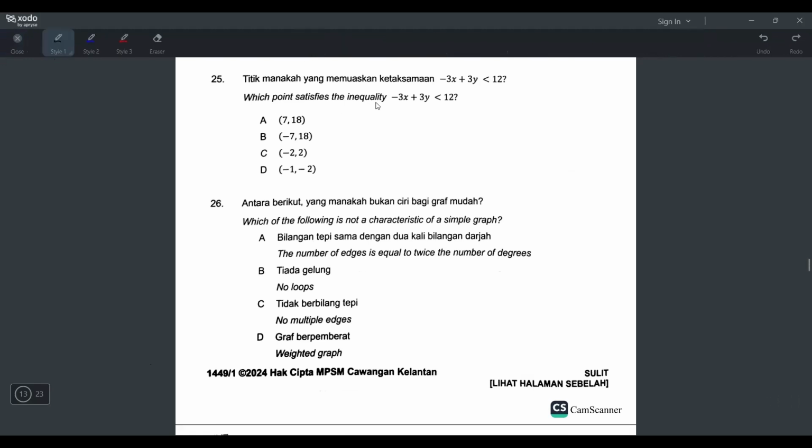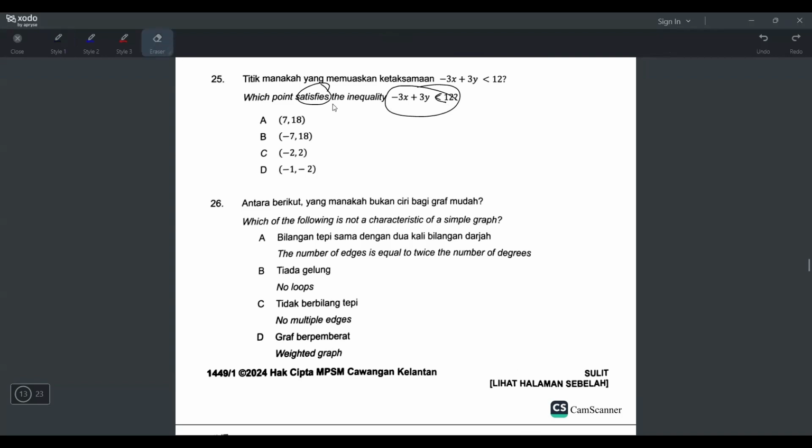Okay, 25. Which point satisfies this inequality? Okay, satisfy means it's inside the shaded region, right? Because for inequality, there will be a shaded region, right? Dia ada kawasan lorek kalau dia ada simbol inequality. So they are asking you which of this point duduk dalam kawasan berlorek. So you can do it by using graph paper. You draw this line and then you find all these points and see which of this point duduk dalam kawasan lorek lah. And if it's smaller, you have to lorek bawah garisan.